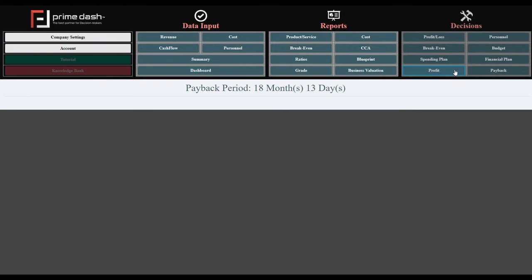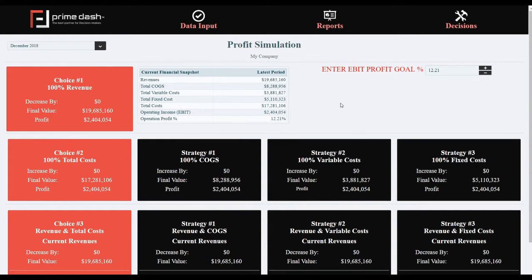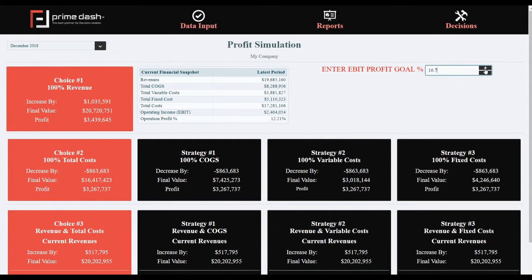The Profit Simulation module is the perfect tool for decision makers seeking to understand quickly what overall changes in their financial model need to occur to earn the desired level of profitability. By just inputting the desired profit percentage, PrimeDash will develop instantly a financial model to achieve this goal. The proposed financial model is comprised of 3 choices and 6 distinct strategies for the decision maker to implement.